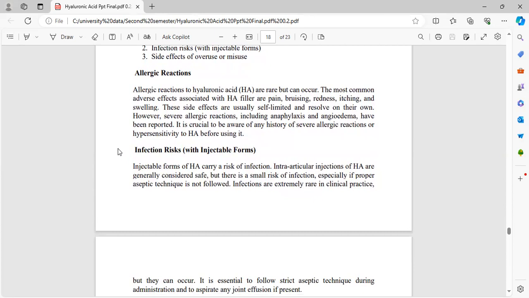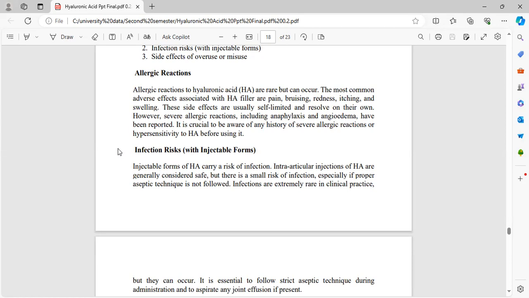Allergic reaction. Allergic reactions to hyaluronic acid are rare but can occur. The most common adverse effects associated with hyaluronic filler are pain, bruising, redness, itching, and swelling. These side effects are usually self-limited and resolve on their own. However, some allergic reactions including anaphylaxis and edema have been reported.